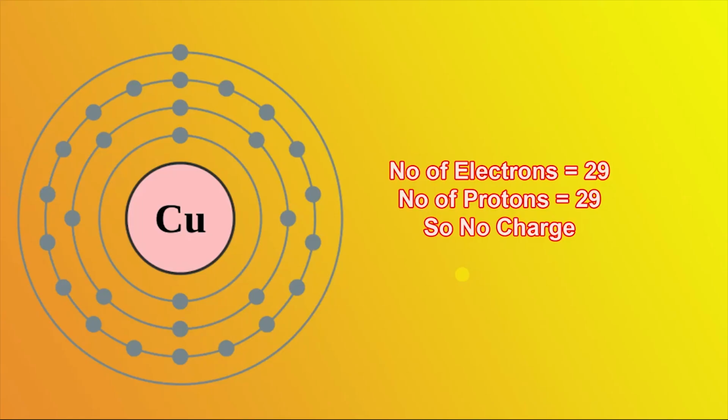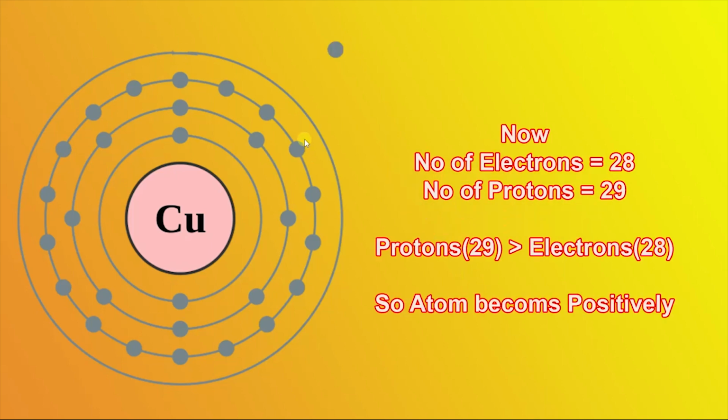So we have seen that in the case of a copper atom, the number of electrons is equal to 29 and the number of protons is equal to 29. So as electrons, which are negatively charged, and protons, positively charged, are equal in number, there is no charge in that atom. See, suppose from this outer shell I remove one electron away from this atom. Now the number of electrons becomes 28 and the number of protons is 29. That is, the number of protons is greater than the number of electrons. That is, positive charge is more. So the atom becomes positively charged.